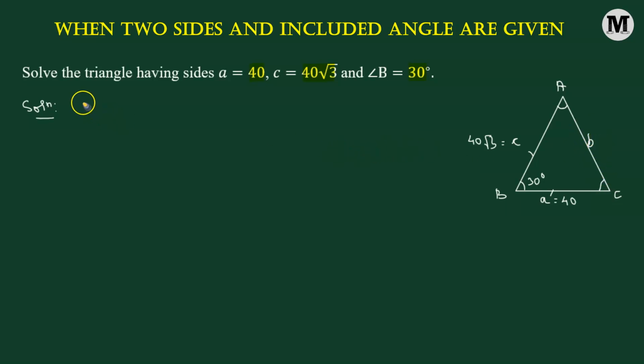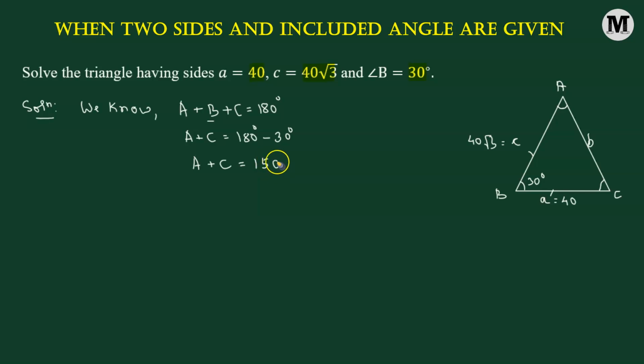Okay, to begin with, we are going to use the fact that the sum of the three angles of a triangle add up to 180 degrees. That means we have A plus B plus C equals 180 degrees. Now we have the measure for angle B, that's 30 degrees, so our equation is going to be A plus C equals 180 degrees minus 30 degrees, transposing B to the right hand side. That is going to give us 150 degrees. So we have one equation, A plus C equals 150 degrees. Fine, we're going to keep it aside.